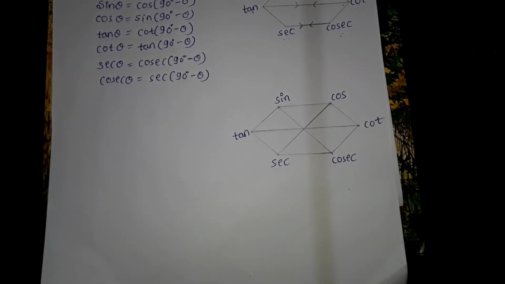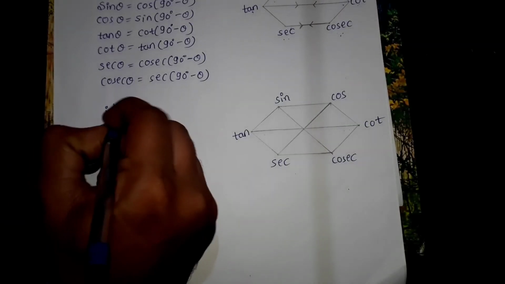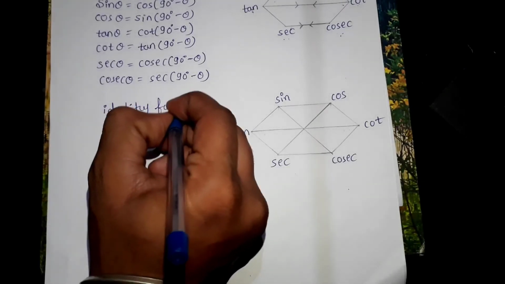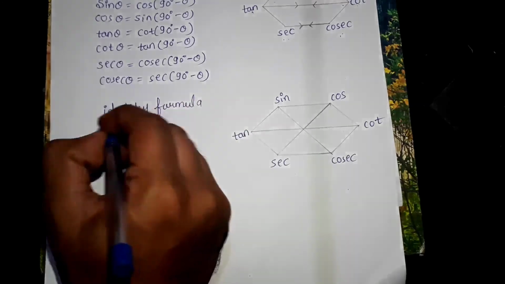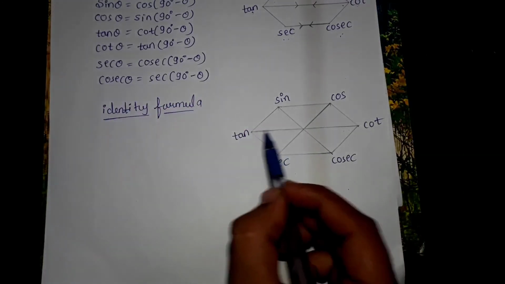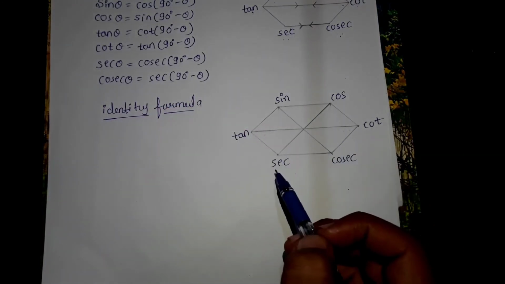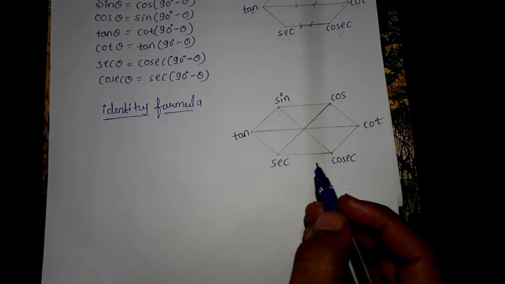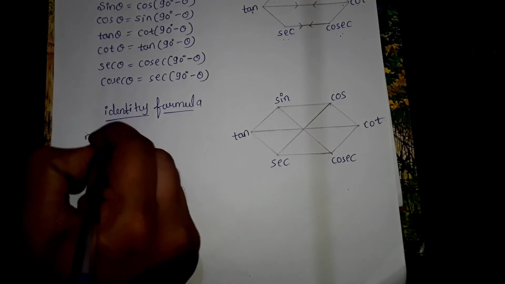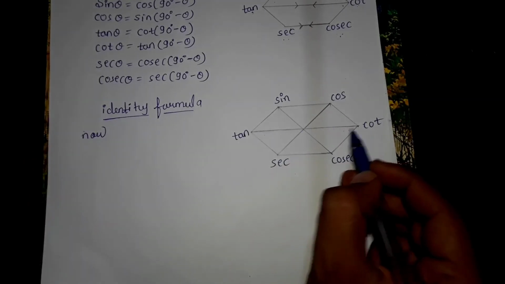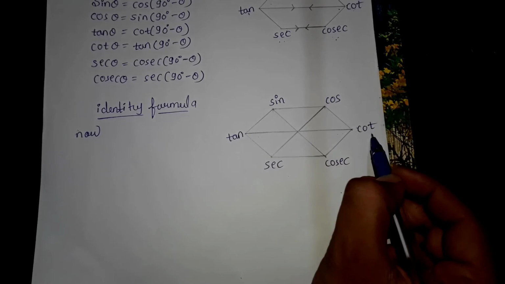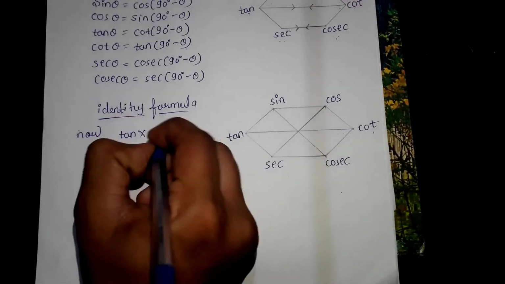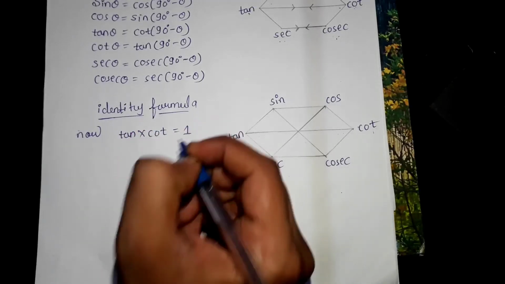Next comes the identity formula. For the identity formula, these diagonals are important. That is, diagonals of the hexagon are important. Now, in the first diagonal, we have two functions, tan and cot. The product of tan function and cot function is equal to 1.